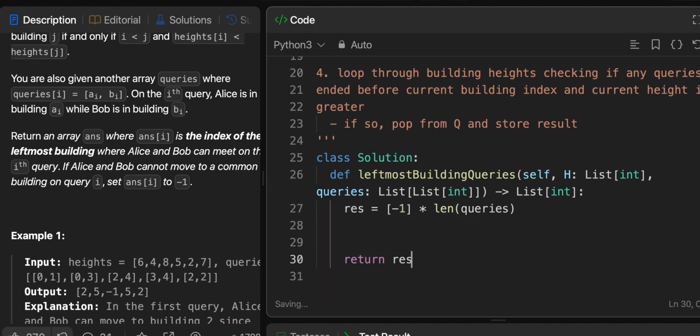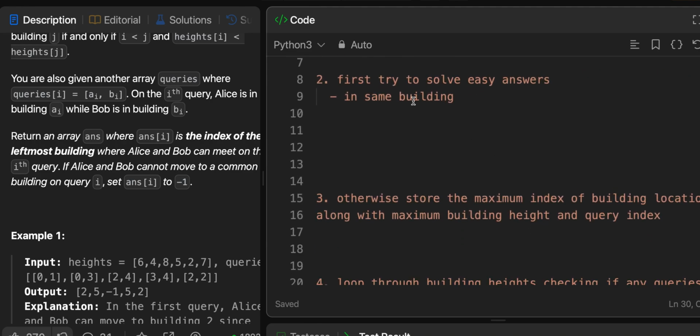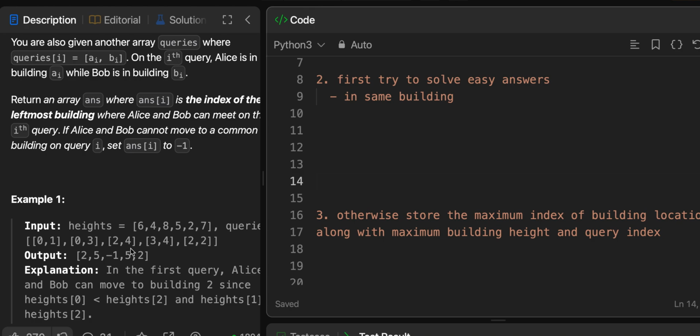Okay, so that's one possibility. So that's just one step. Okay, great. Got that out of the way. Moving on to step 2. Try to solve the easy answers. Okay, so what are the easy answers? Well, remember from our example here, I think this was easy. When they're both in the same building, that's the answer. So we can just set that up now.